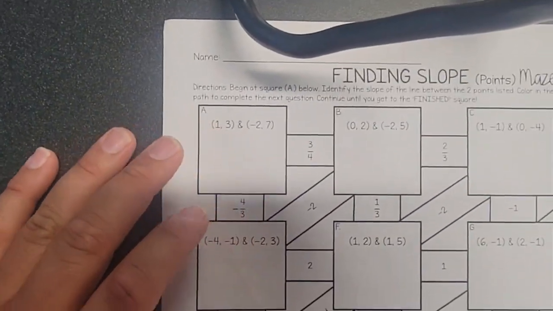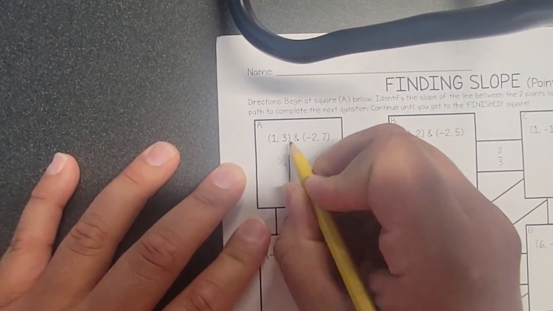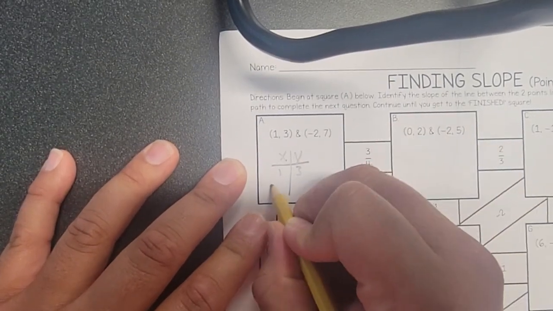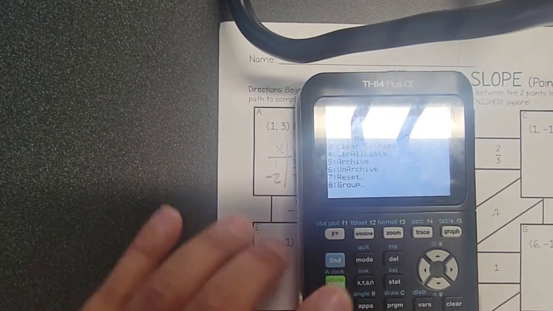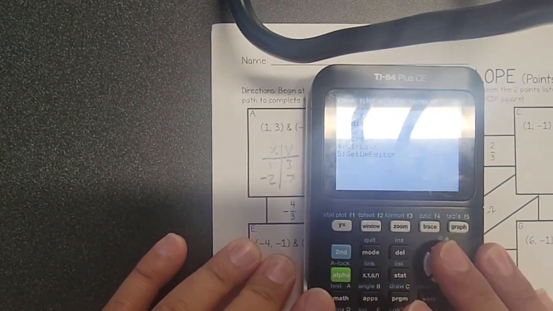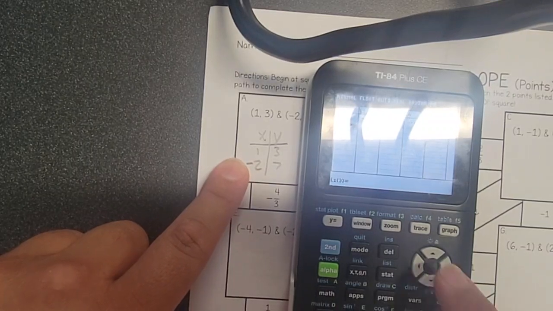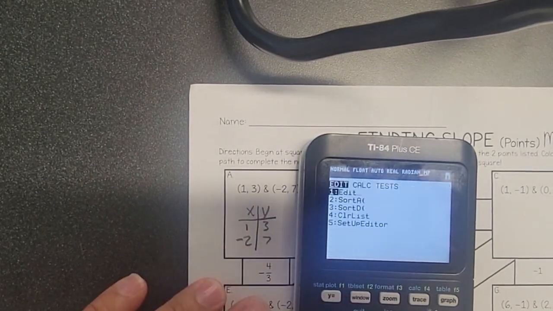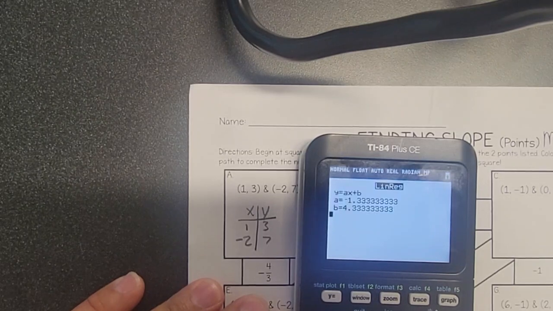All right. So remember, all you have to do, put your little setup. The first point, 1, 3, has to go across like that, and then -2, 7. Right? And from there, we just use the calculator. Stat, edit, 1, -2, move over, 3, enter, 7, enter. Double check, make sure it looks good. Stat, calculate number 4, and then calculate.